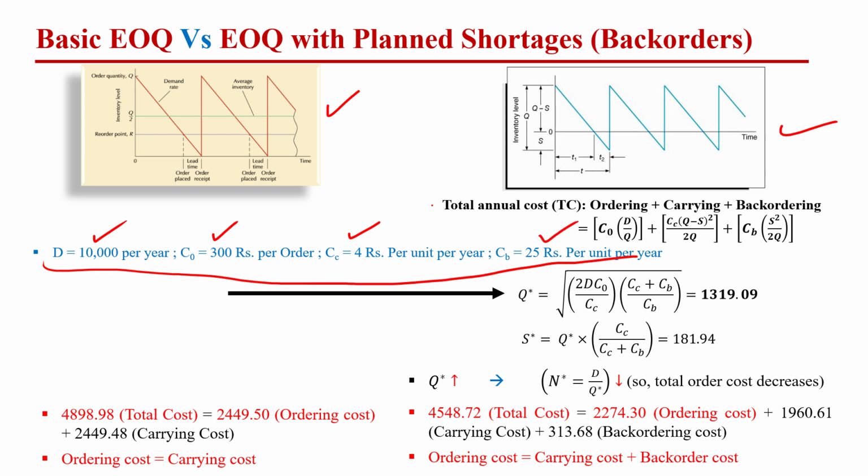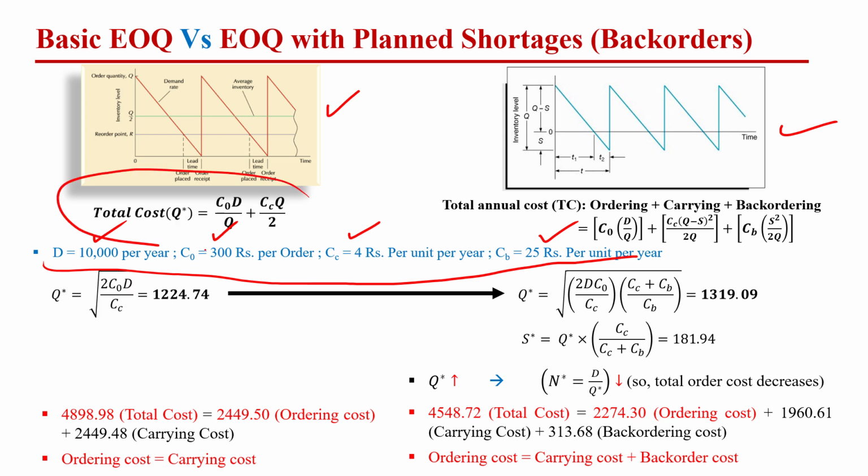If we calculate it, we know the total cost in a basic EOQ model, and this is the total cost function for the planned shortages. Based on this data, if I'm using the basic EOQ model, the economic order quantity would be equal to this one. But if I'm using the planned shortages, the economic order quantity would be equal to this one. So this would be the shortage quantity.